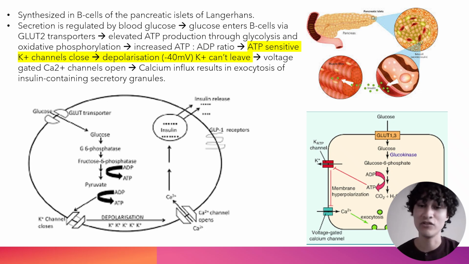Insulin is packaged into these granules, and calcium essentially chaperones those granules to the lipid membrane, and then the granules fuse with the lipid membrane, and you get exocytosis. The insulin is secreted into the bloodstream, and now it's free to act on tissues that express particular receptors, which we are going to talk about in the next slide.